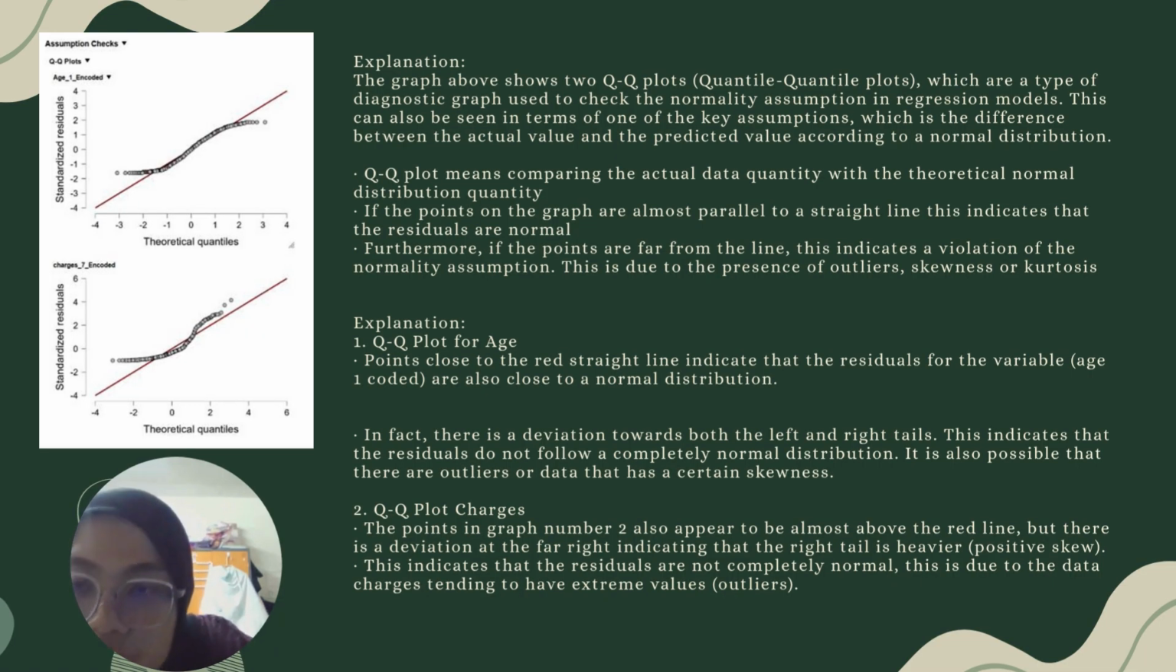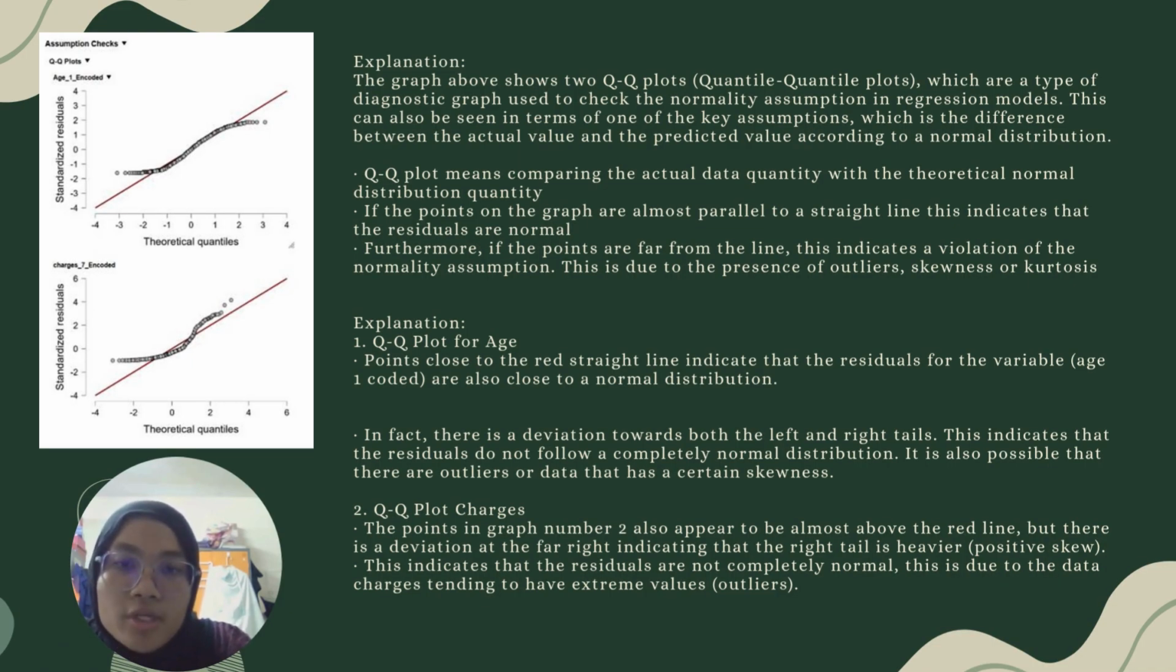for assumption checks. The graph shows two QQ plots, quantile-quantile plots, which are a type of diagnostic graph used to check the normality assumption in regression models. This can also be seen in terms of one of the key assumptions, which is the difference between the actual value and the predicted value according to a normal distribution. So a QQ plot means comparing the actual data quantiles with the theoretical normal distribution quantiles.